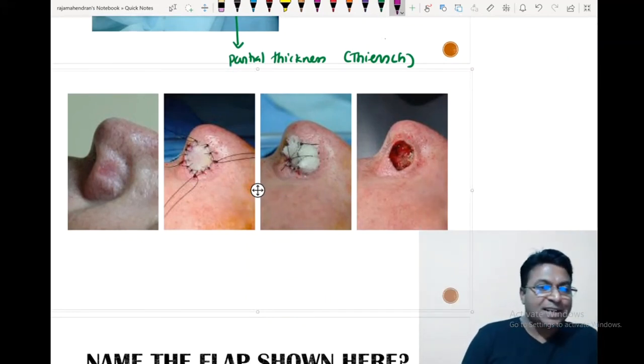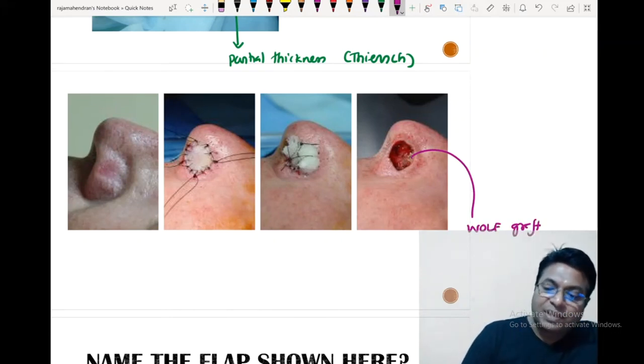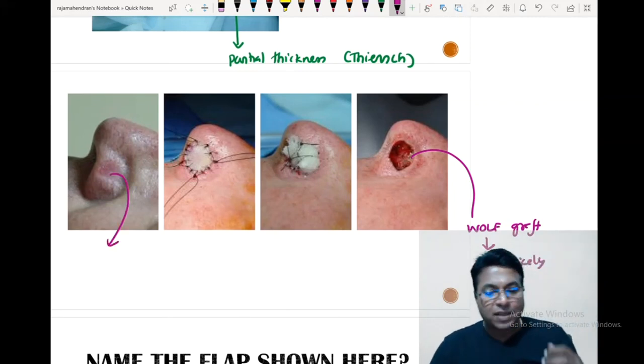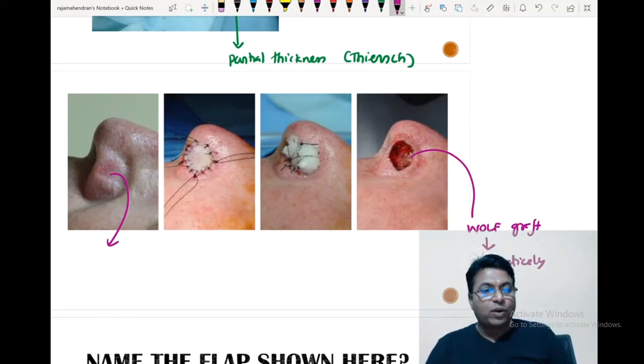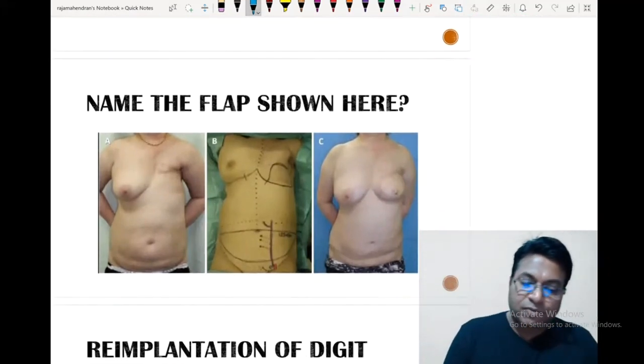So this is a full thickness graft. Okay, this is a full thickness Wolfe graft. The major advantage of the Wolfe graft is that it is cosmetically good looking. Can you see the follow-up picture showing the graft being not at all visible? It is a good looking cosmetic graft. So Wolfe graft is a full thickness graft. I am expecting this question for your exam this year.